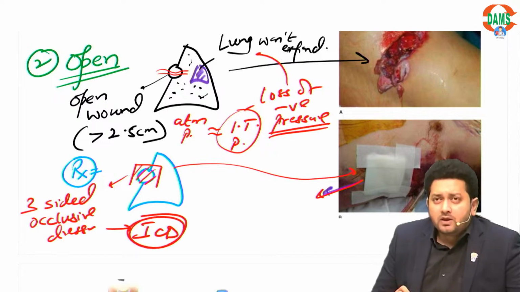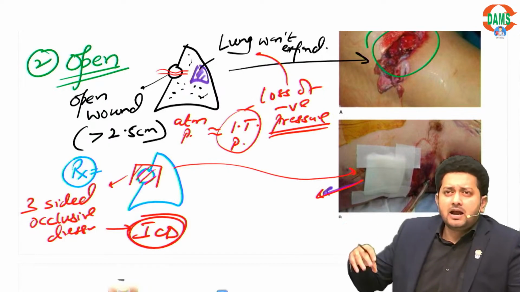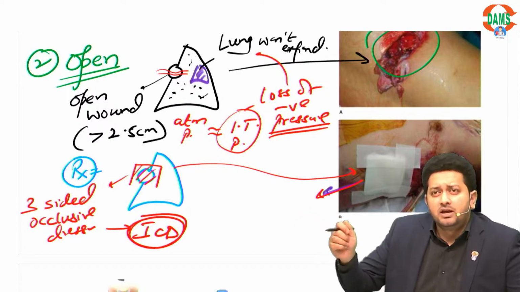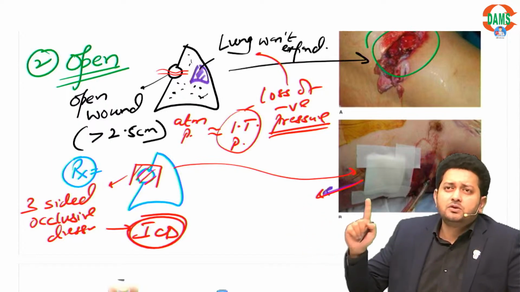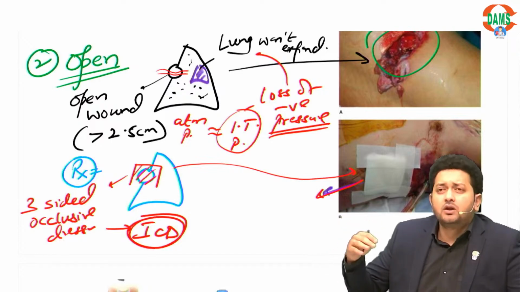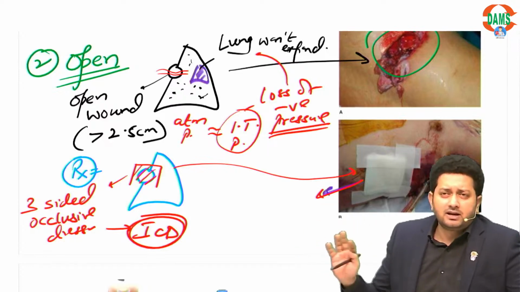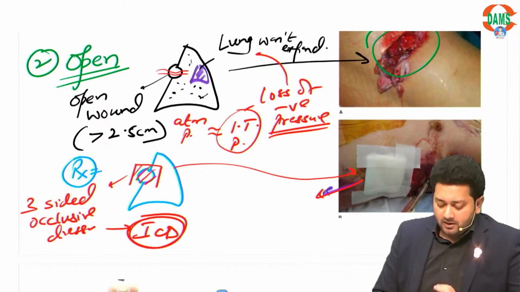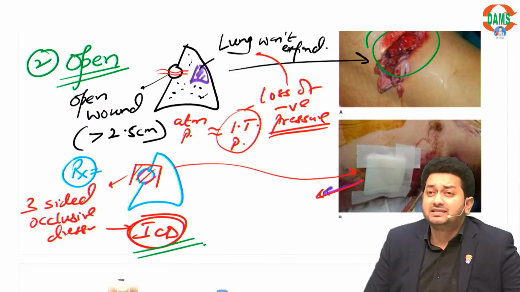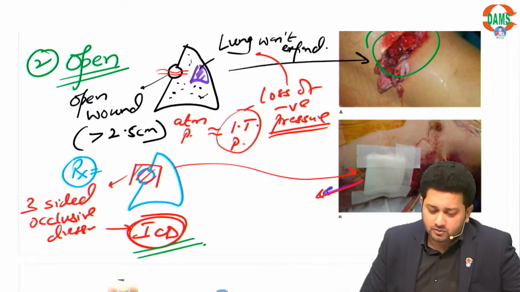Okay, ICD. And remember, you don't put the ICD from this injured side. Don't feel that already there is a hole so why not I put the ICD from this hole. That thing you have to cover from this side. You have to put the ICD from a different area, not from the site of injury. You can go a little bit above, little bit below, little bit anterior, posterior, in the triangle of safety, anywhere you can put. Okay, so this is the treatment for open pneumothorax, which is, like I said, more dangerous as compared to a simple or closed type.